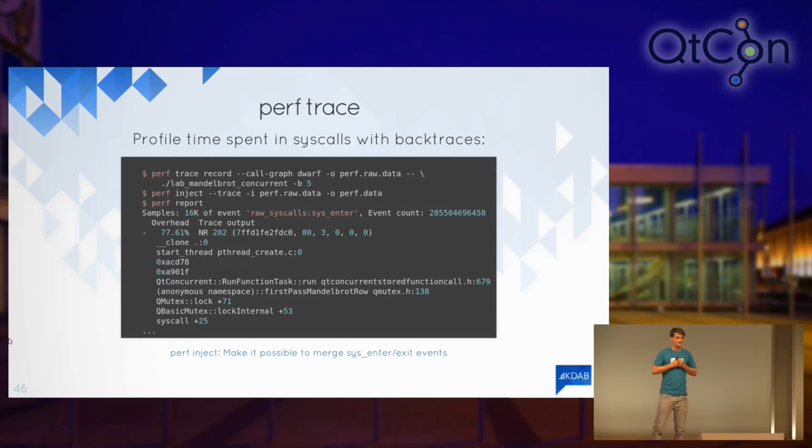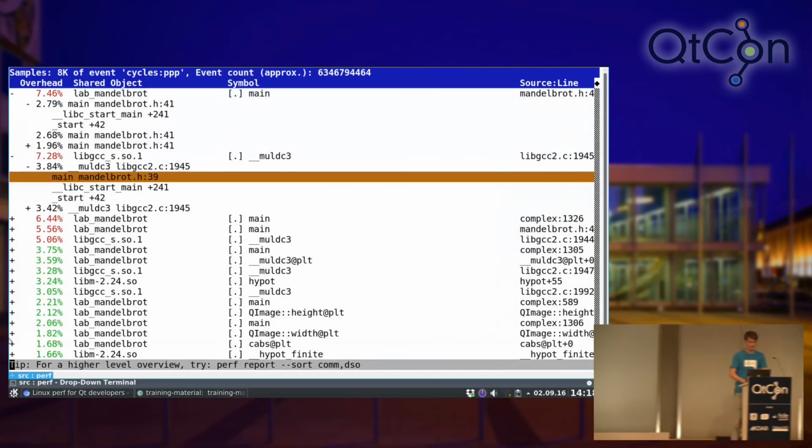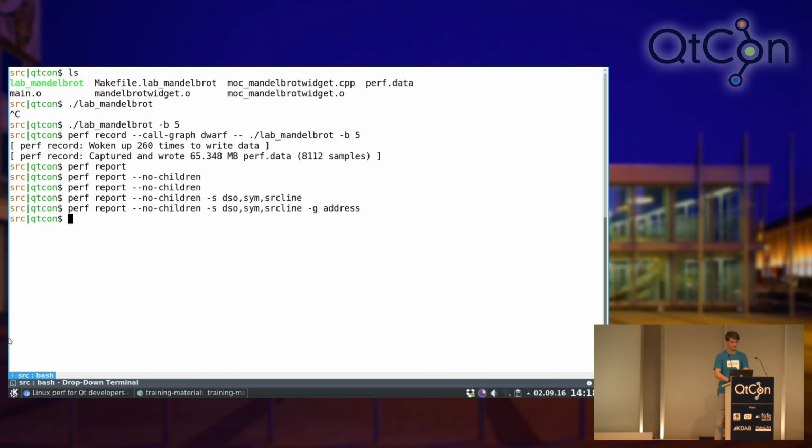With perf trace and some patches that are not yet upstreamed by me, or not yet accepted upstream, that is, you can also use perf inject to, again, attribute the time between trace points to the actual trace events, and then use perf report to see the time it took for the different traced syscalls. So I think I have to show that quickly.